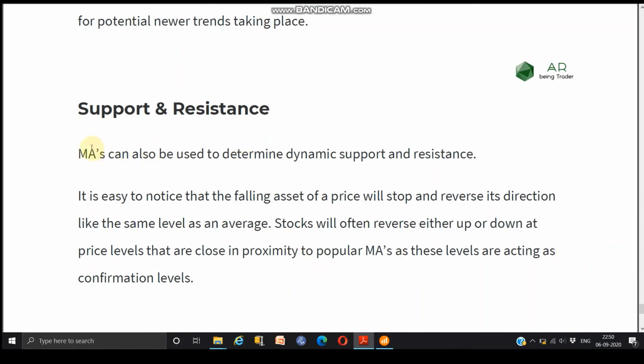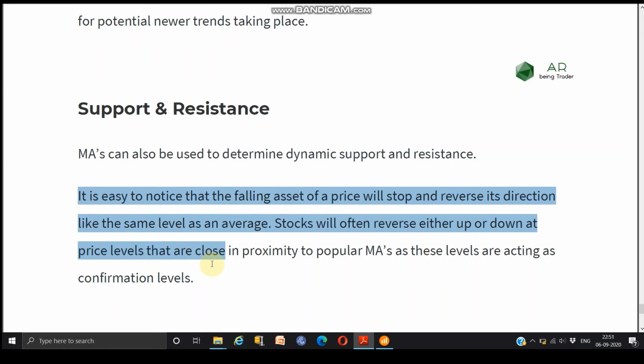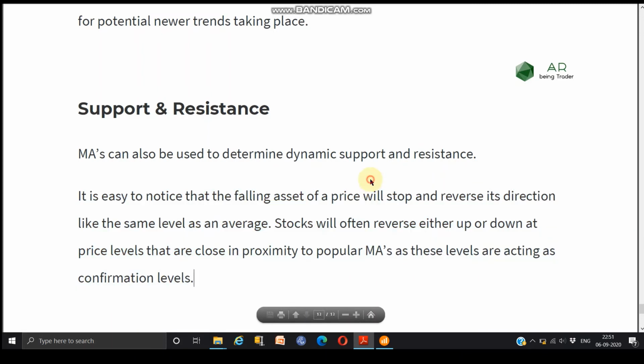This is the important thing that I need to tell you. It's a dynamic support and resistance, and it is easy to notice that a falling asset price will often stop and reverse its direction, or it will continue in the same trend. Whether it goes up or down, it will continue its original trend a maximum number of times. If it's a downtrend, it will continue the downtrend; by hitting that, it will return most of the time.